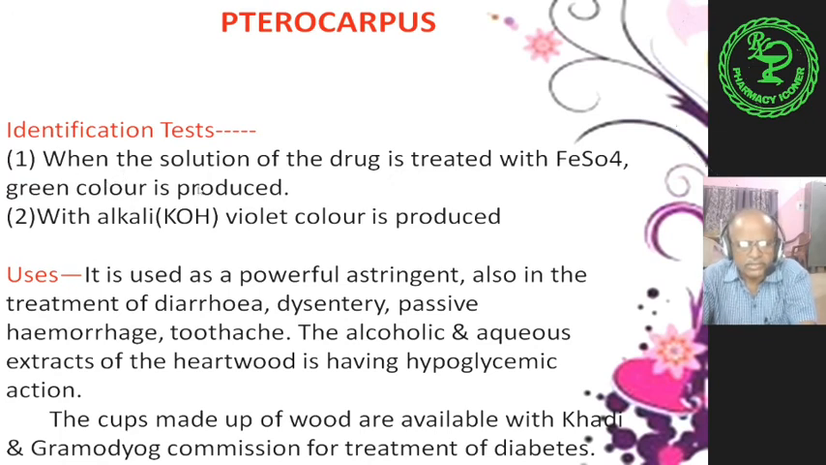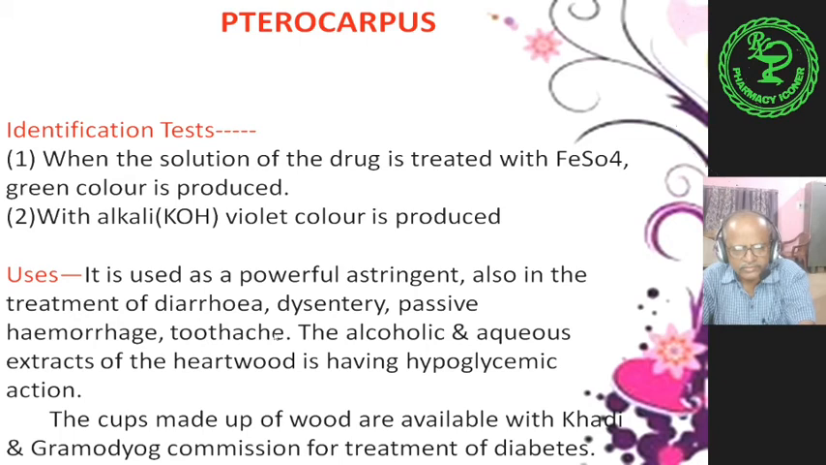About the identification tests: first, when the solution of Pterocarpus is treated with ferrous sulfate, green color is produced. Second identification test: with potassium hydroxide, violet color is produced. Then the uses: it is used as a powerful astringent and also in the treatment of diarrhea, dysentery, passive hemorrhage, toothache.